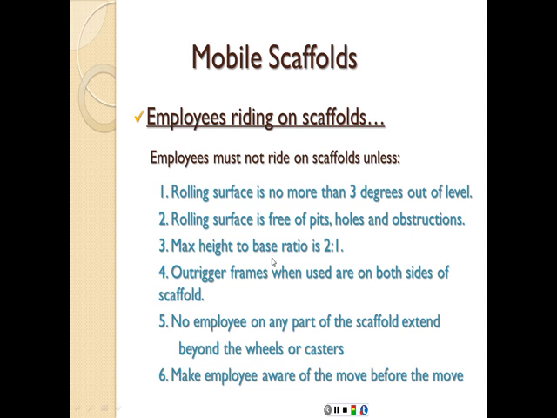The maximum height to base, as we agreed before, for a mobile scaffold is going to be 2:1. Outrigger frames, when used, are on both sides of the scaffold. No employee or any part of the scaffold should extend beyond the wheels or casters, because that's going to create a cantilever effect, which might cause destabilization and overturning of the scaffold. Make employees aware of the move before we move, so that they are alert and paying attention that the scaffold is going to be moved.